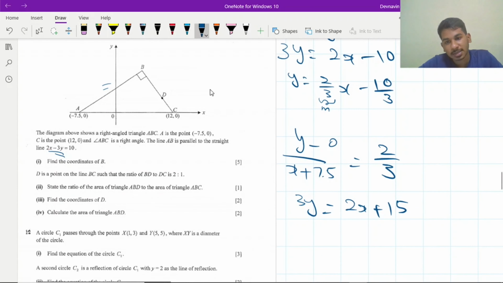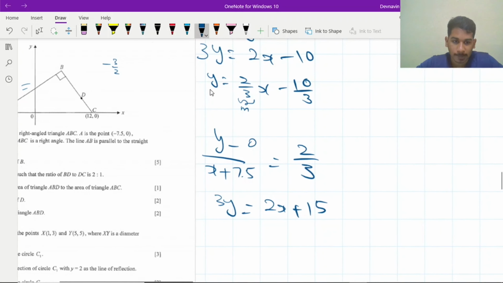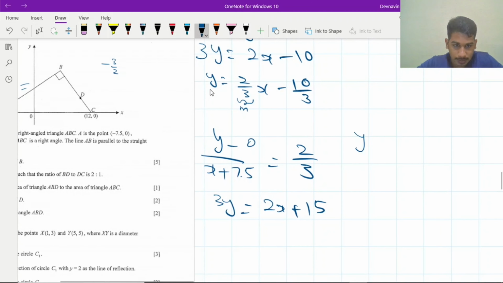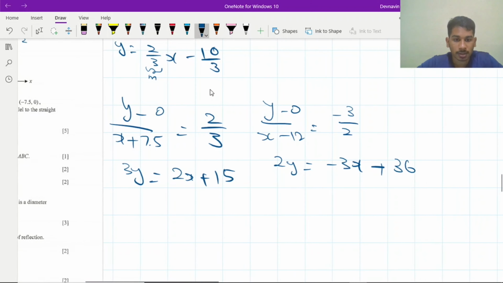The other line BC is perpendicular to it, which is going to be -1 over this thing. So the gradient of that is going to be -3 over 2. Again, let's try to find the equation. y minus 0 over x minus 12 is equal to -3 over 2, and then 2y is equal to negative 3x plus 36. Okay, what else are we going to do?